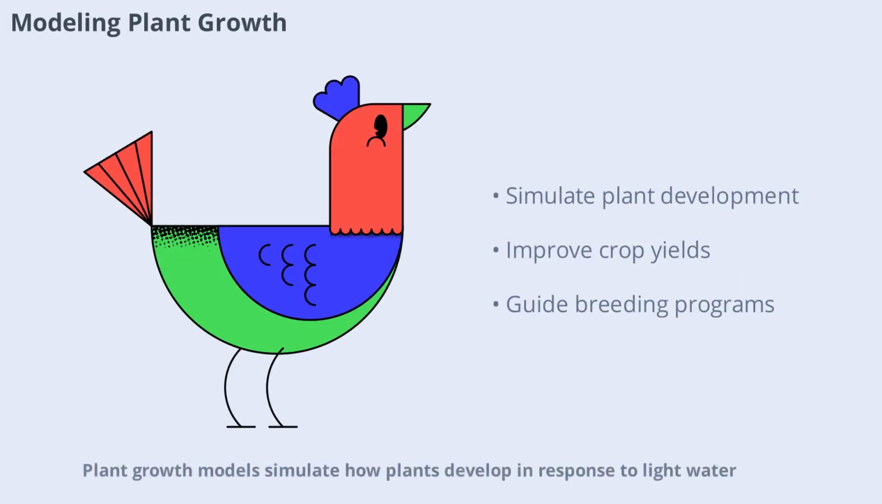Plant growth models simulate how plants develop in response to light, water, nutrients, and other factors. These models are used to improve crop yields, study plant adaptation, and guide breeding programs. By modeling plant growth, scientists can optimize agricultural practices and develop resilient crops for changing climates.